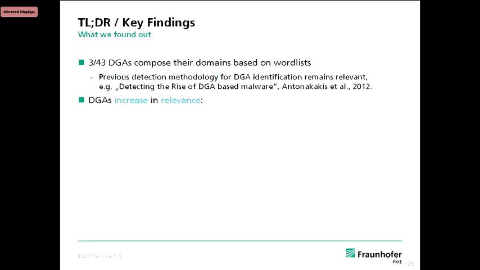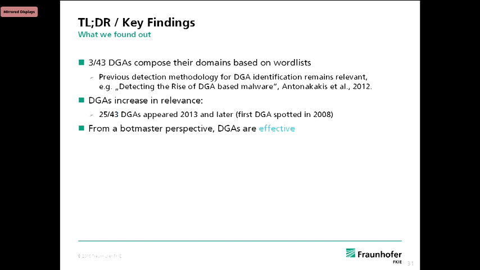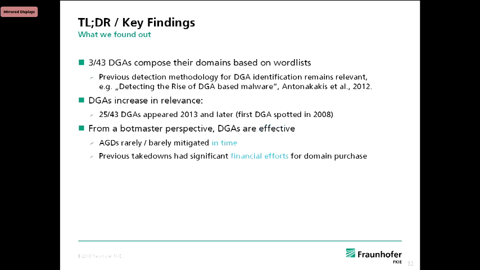Next, from our point of view, DGAs massively increased in relevance over the last 2 or 3 years. So 25 out of those 43 DGAs appeared only in 2013 and later. From a botmaster perspective, probably correlating with that, DGAs are pretty effective. We found that the AGDs, so the generated domains, are barely mitigated in time.